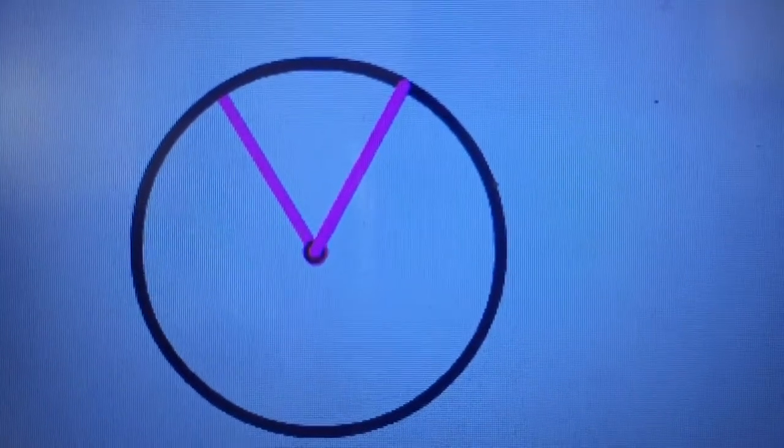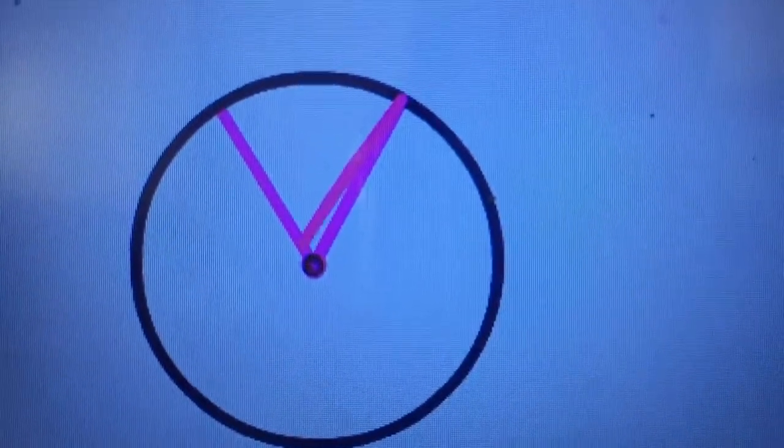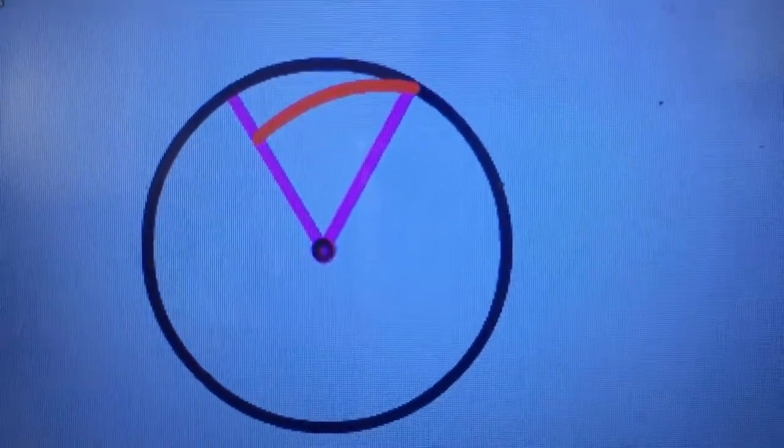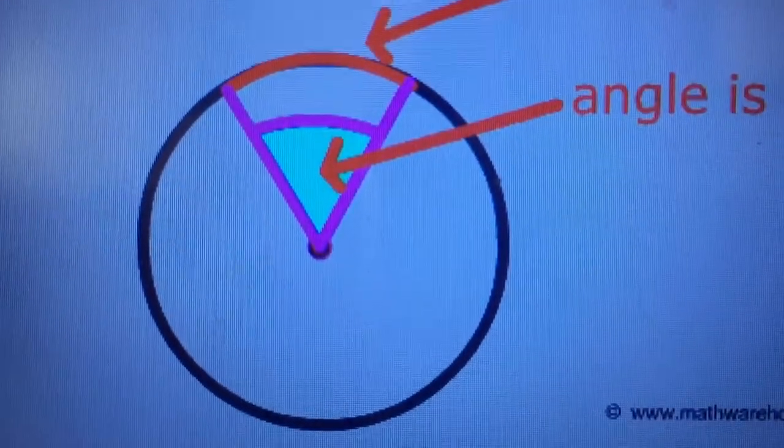So now we're going to start our video tutorial. The video below is an animation of 1 radian. Notice how the length of one radius stretches out to a portion of the circle. That portion is 1 radian of the circle.